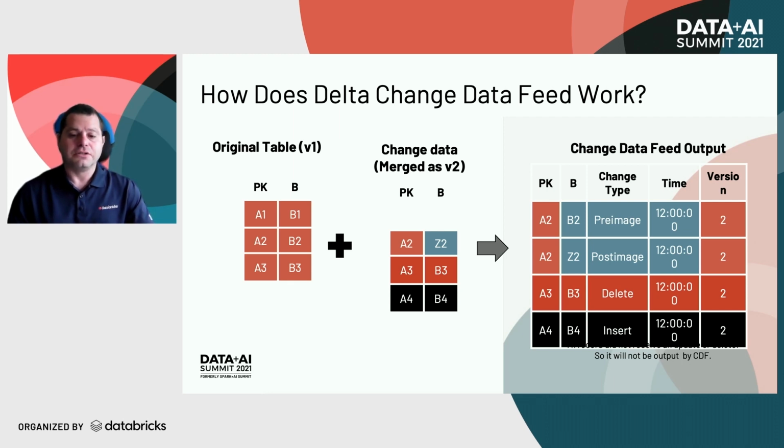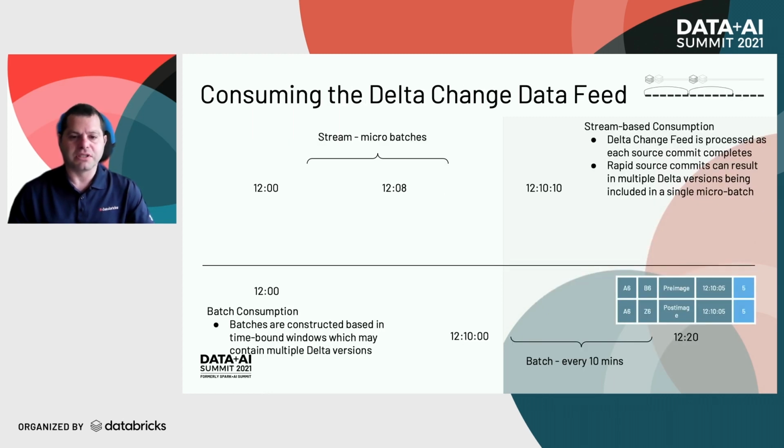A3 has been deleted. You will get the full record with all the columns with the change type delete, of course, the time and the version as well. And B4 will have change type insert with, again, the full record columns, the change time and the version. As you can notice, A1 does not exist there. How do you consume it?